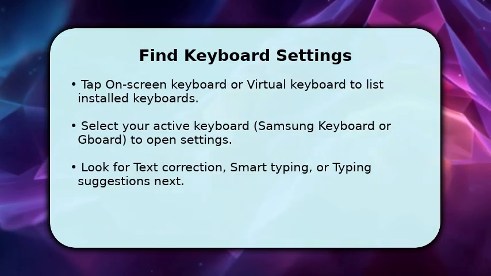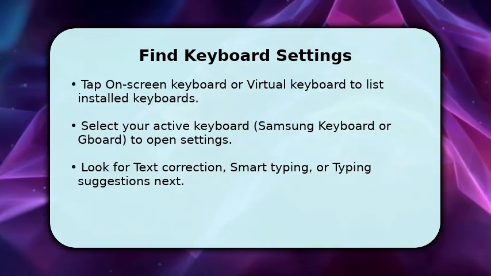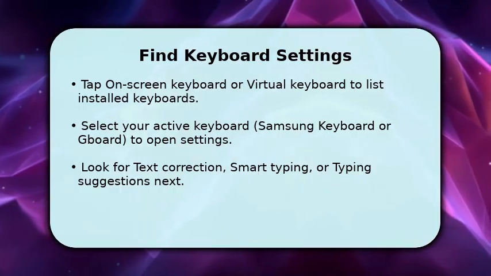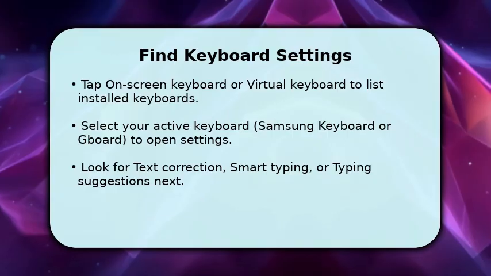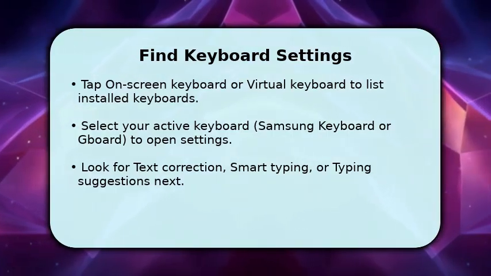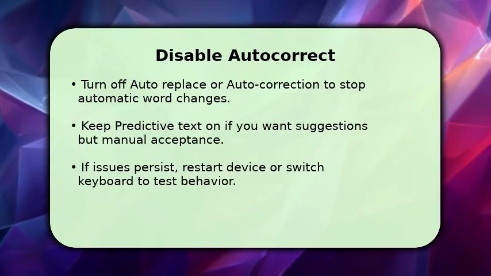Inside Text Correction, you'll see Predictive Text, Auto Replace, and Auto Spacing options. These control how your phone changes words automatically. Toggle off Auto Replace or Predictive Text to stop automatic corrections, and leave Suggestions on if you still want typing help without forced changes. You finish by toggling the specific autocorrect switches off.